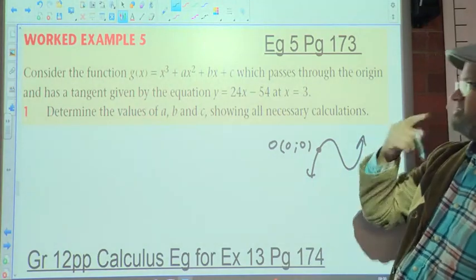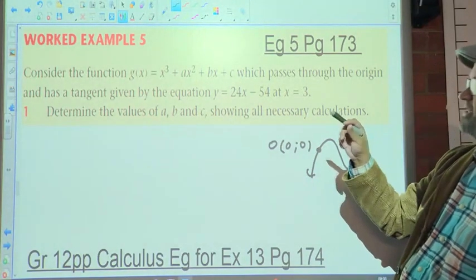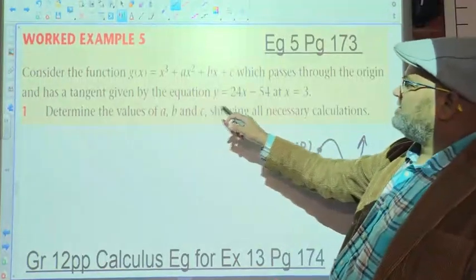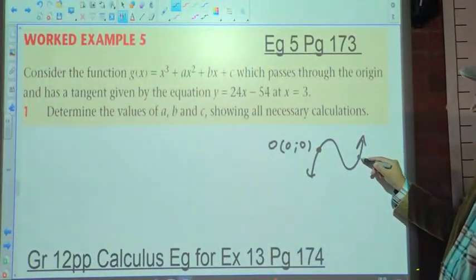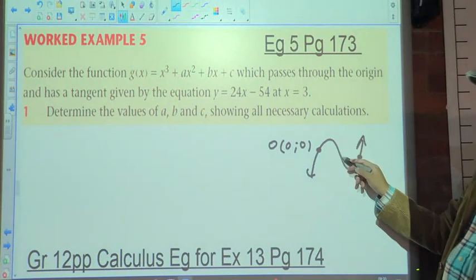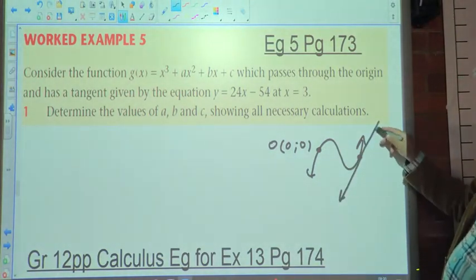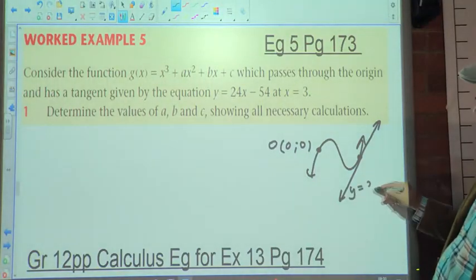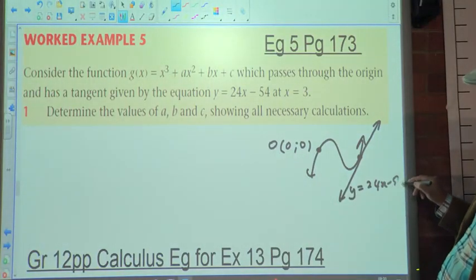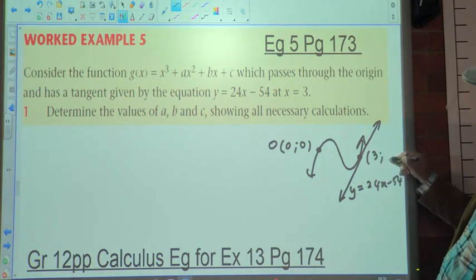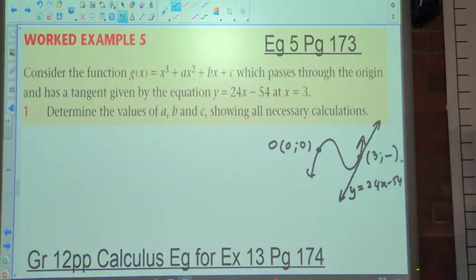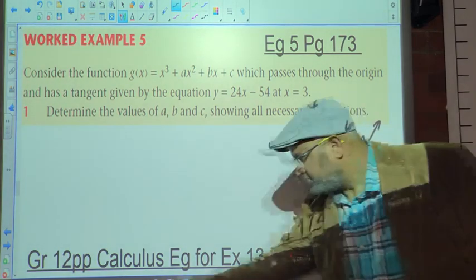And as a tangent to the equation, a tangent at x equal to 3. Let's say x is 3. Again, it could be anywhere on this side of 0, not so. A tangent here. And the equation of this tangent is y is equal to 24x minus 54 at 3 and some y value. Did you see that, people? So that's the information that we have.